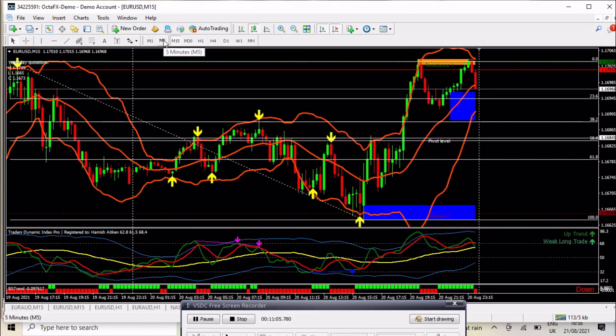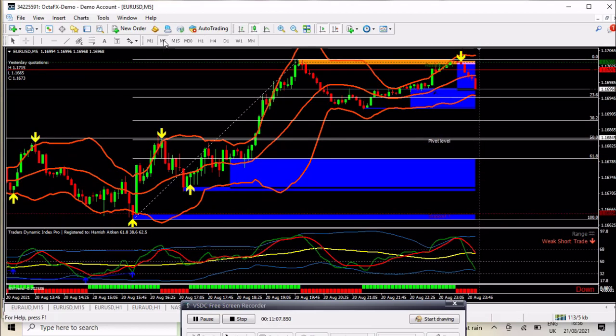Try it on your demo. If it works well for you and you understand it very well, kindly use it on your live account. But before you try a live account, make sure you try it on your demo account. This is how to use it.